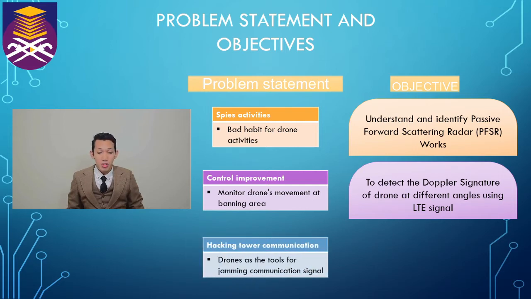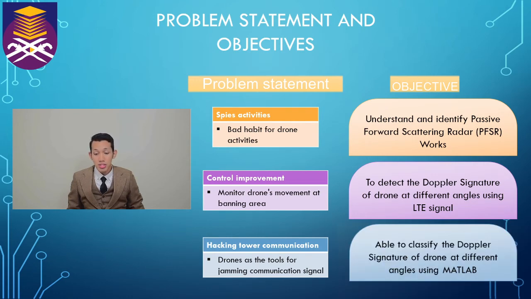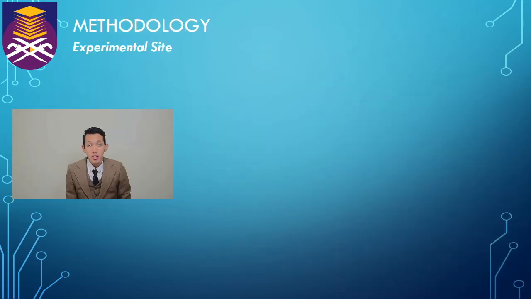My last problem is hacking tower communication. Drones can be used as a tool for jamming communication signals. So this is my last objective, which is to be able to classify the Doppler signature of the drone at different angles using MATLAB. For my methodology, the first one is the experimental site.